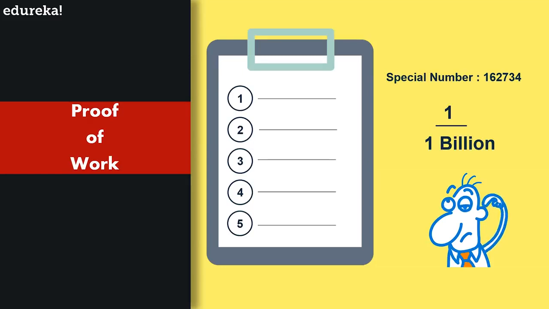In other words, you can verify that they went through a large amount of work, but without having to go through the same effort yourself. This is called proof of work.